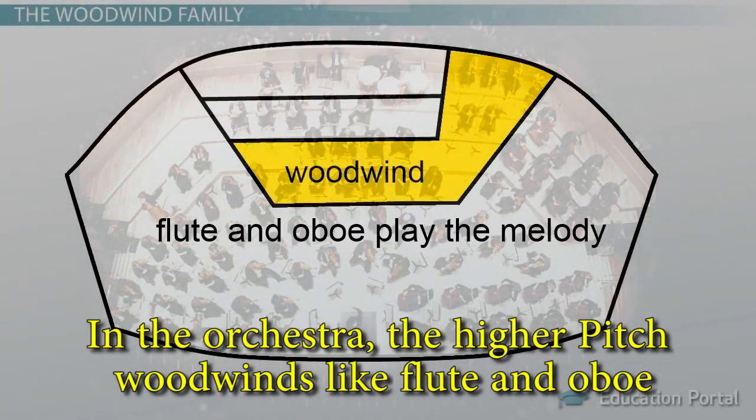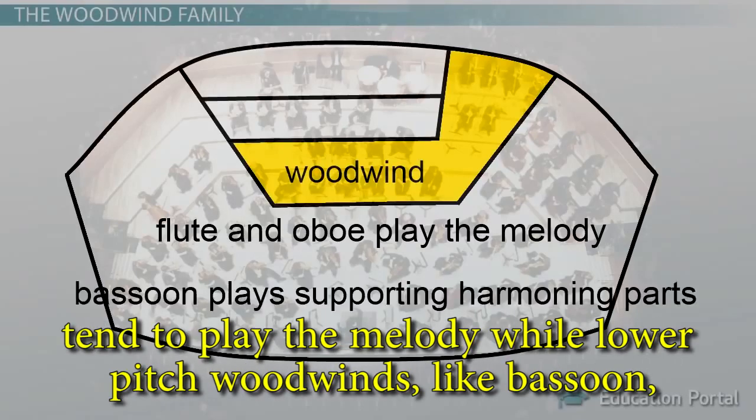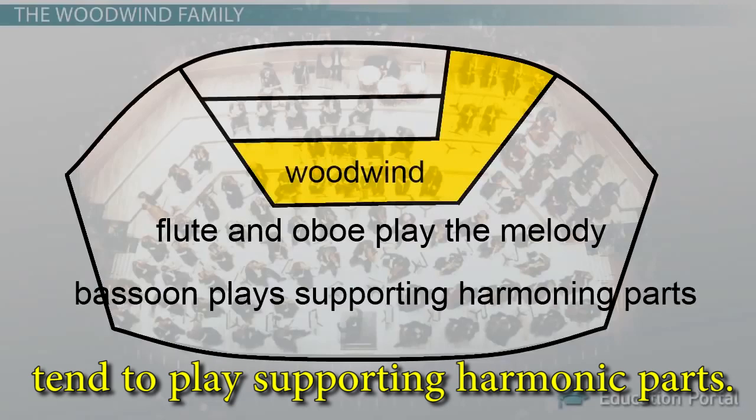In the orchestra, the higher-pitched woodwinds like flute and oboe tend to play the melody, while lower-pitched woodwinds like bassoon tend to play supporting harmonic parts.